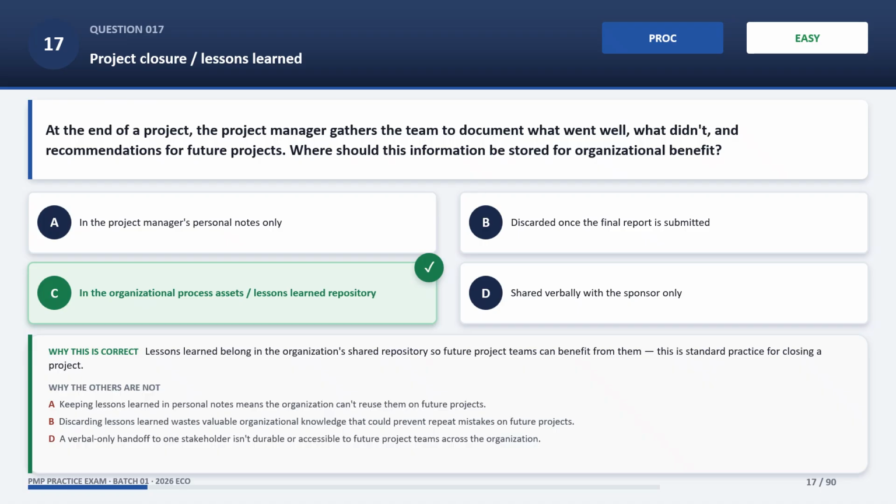In the project manager's personal notes only is incorrect. Keeping lessons learned in personal notes means the organization can't reuse them on future projects. Discarded once the final report is submitted is incorrect. Discarding lessons learned wastes valuable organizational knowledge that could prevent repeat mistakes on future projects.